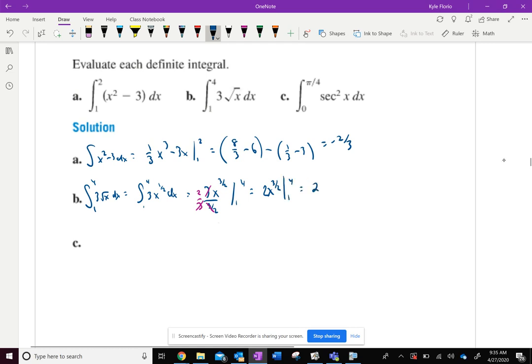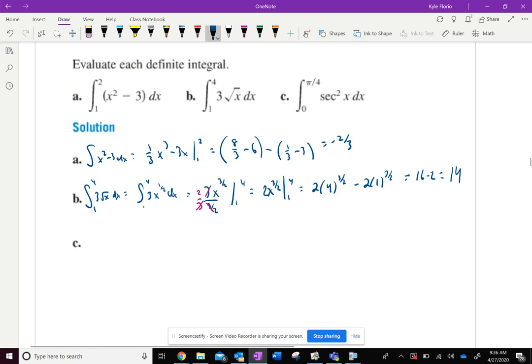So that's going to be 2 times 4 to the 3/2 minus 2 times 1 to the 3/2. Let's see, the 4 to the 3/2. Well, the square root of 4 is 2. 2 cubed is 8, and 8 times 2 is 16. 1 to the 3/2 is 1, so 2 times 1 is 2, so that's going to be minus 2. So 16 minus 2 is 14.